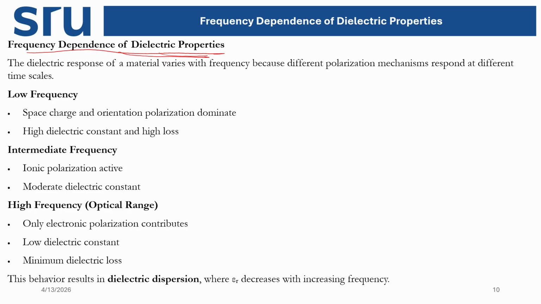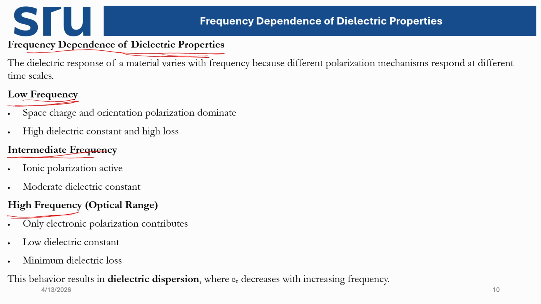So when the frequency of the electric field is changed, we see what changes take place in the compound. The behavior is changing. So we will consider three regions: lower frequency, intermediate frequency, and high frequency. Then how is it behaving?